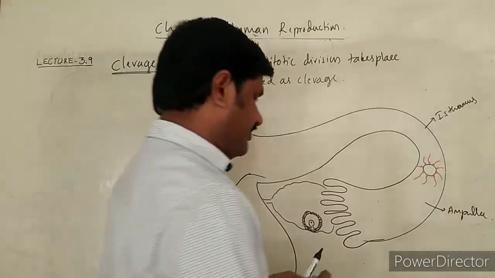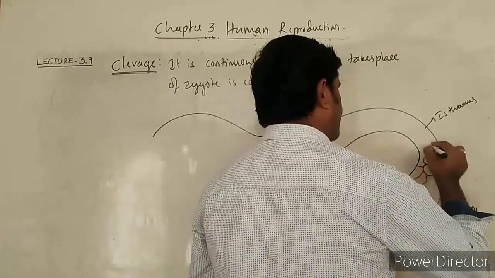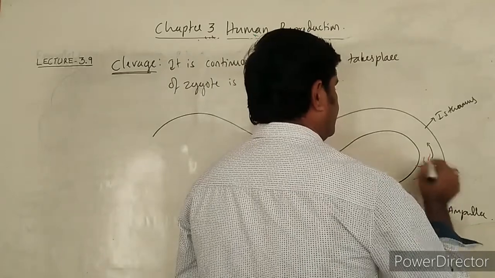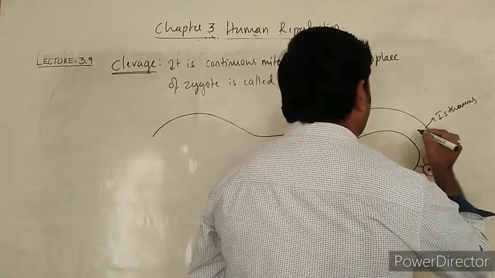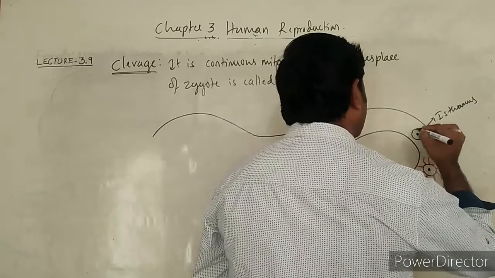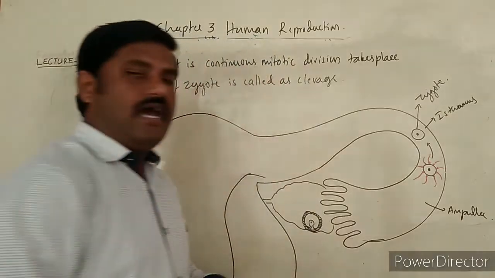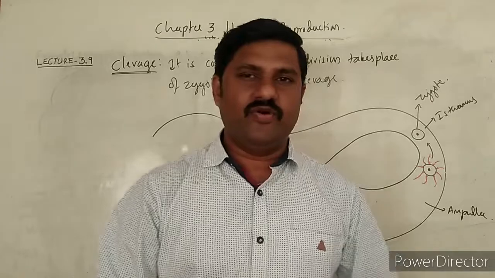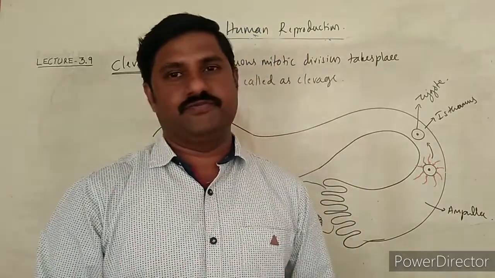After fertilization, what happens? It continues its journey towards the uterus. Fertilization has taken place over here, and after the fertilization it comes over here, and this has the nucleus, and this is called as what? Zygote. And this zygote undergoes mitotic division. Near about 30 hours after the fertilization, the first cleavage occurs.